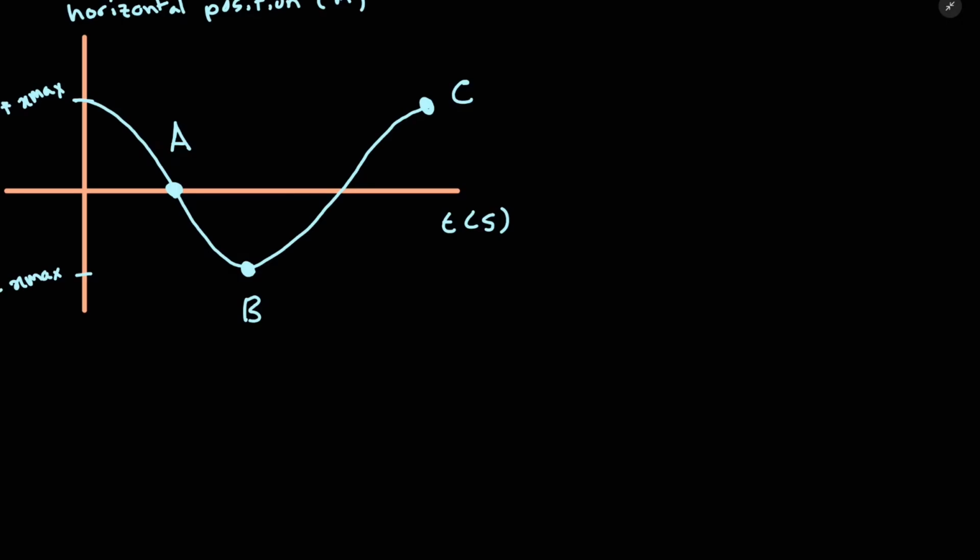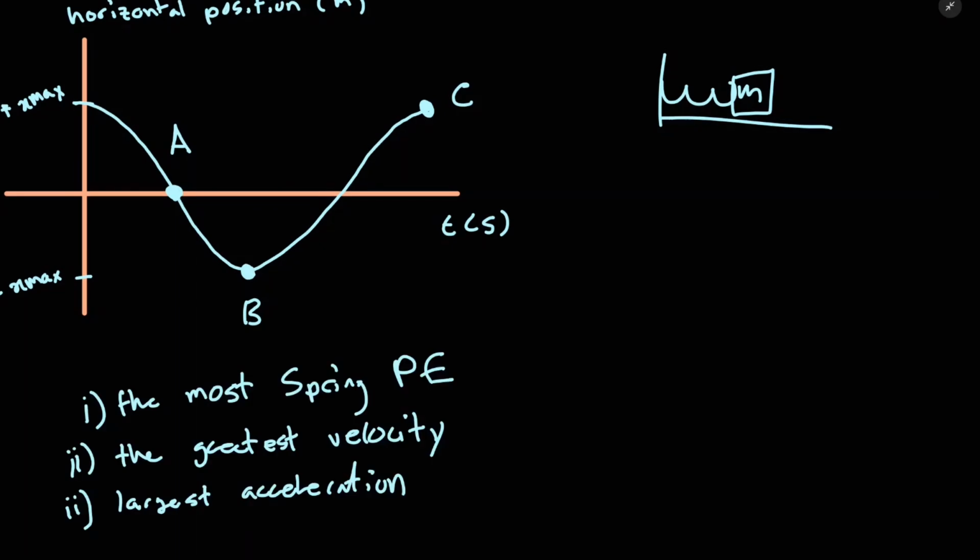So in this graph, this is of an oscillating spring on a horizontal surface. So it looks something like this, with mass m. But the question is going to look something like, given this graph, find what point has things like the position that has the most spring potential energy, the greatest velocity, or the largest acceleration.